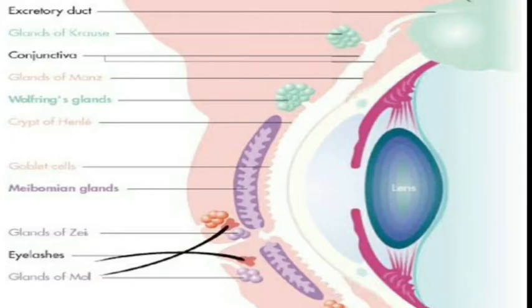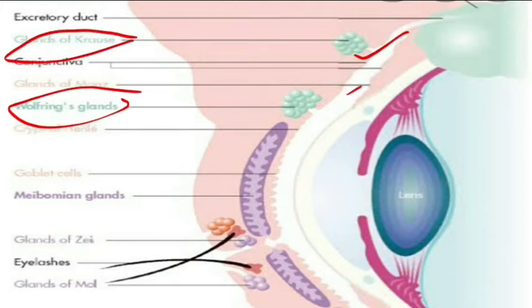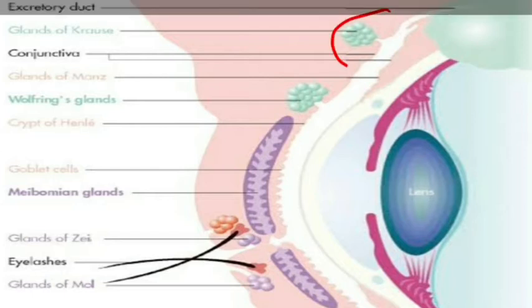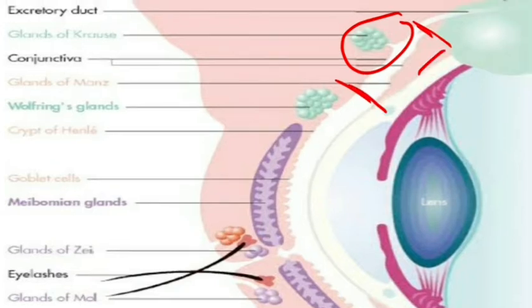So let's see the accessory lacrimal glands, which are nothing but the glands of Wolfring and the Kruse. Let's see the anatomy and the distribution of the accessory lacrimal glands. The glands of Kruse are very microscopic glands which are situated in the palpebral conjunctiva between the fornix and the edge of the tarsus. It is about 42 in number in the upper fornix and 6 to 8 in the lower fornix.